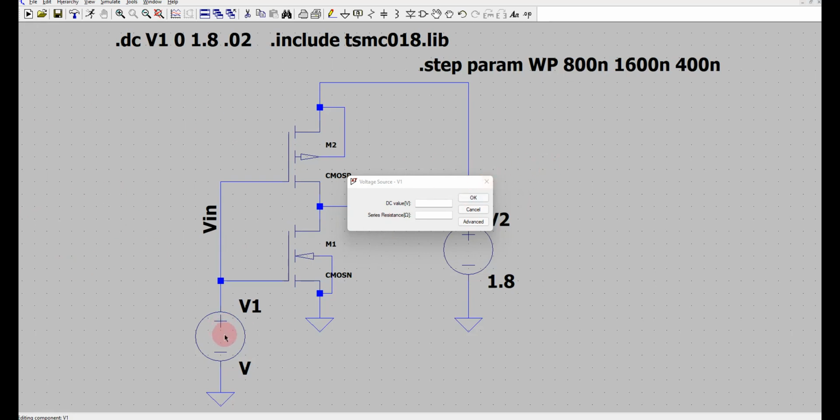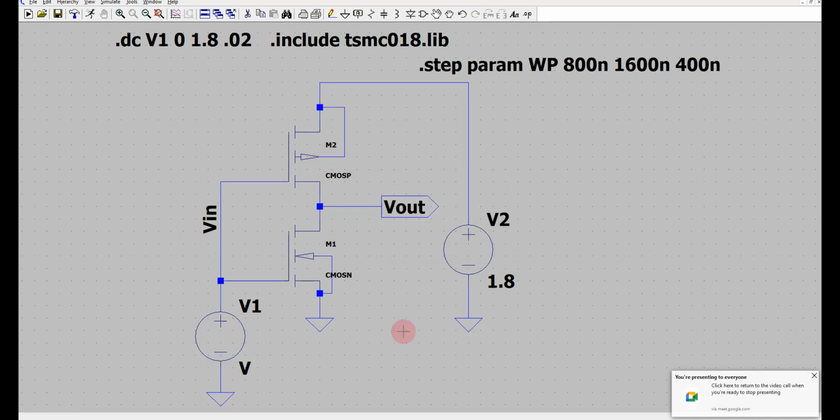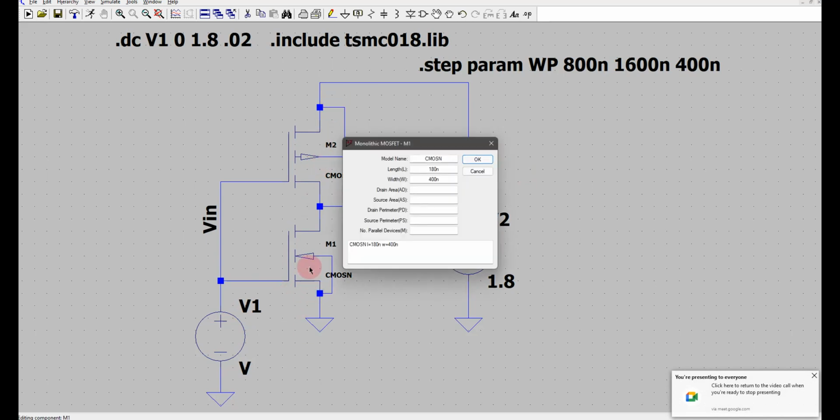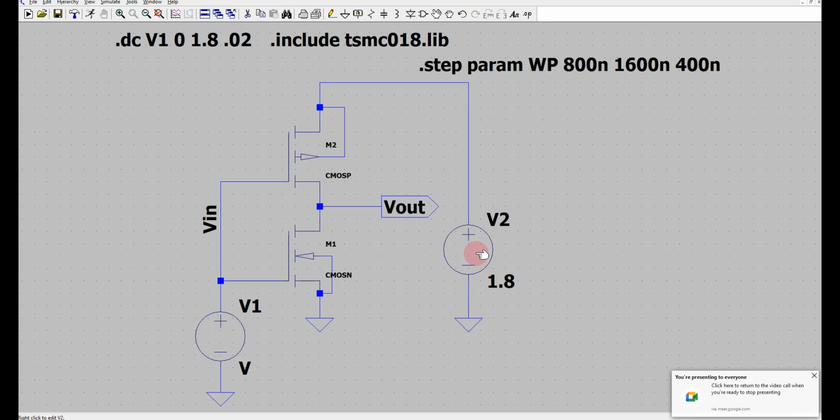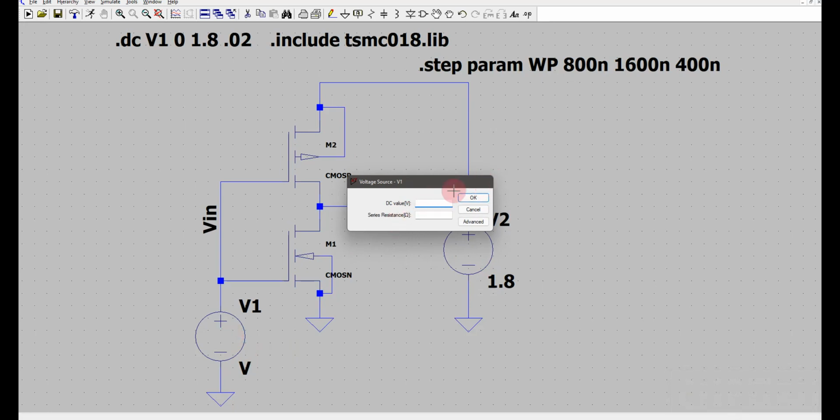Anyway, I have not given any DC voltage here because I'm going to use this as a variable. Let me just explain once again. This is an NMOS, 400 nanometer. This is a PMOS. I have kept this as WP variable. This is a fixed source, DC value is 1.8 volt. This is an input source. I have not given any DC value here.